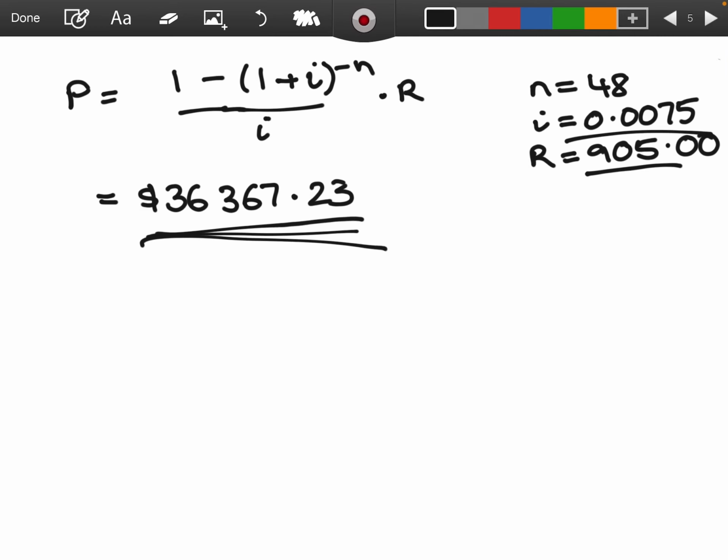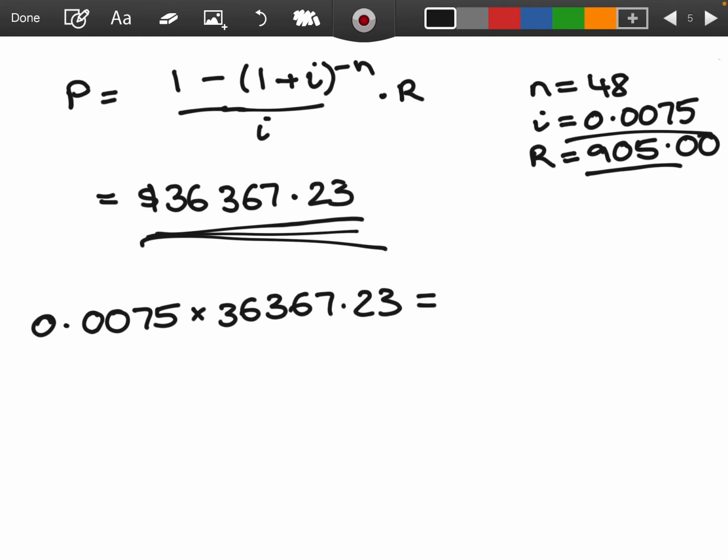Because I is the interest rate per period, and we are just looking at how much interest was paid in that 1 month. So if we do 0.0075 multiplied by the amount that was left on the loan from the month before, that's the same thing as saying 0.75% of $36,367.23, you find out is $272.75. That is the interest that is accrued on the amount that you have left on the loan.